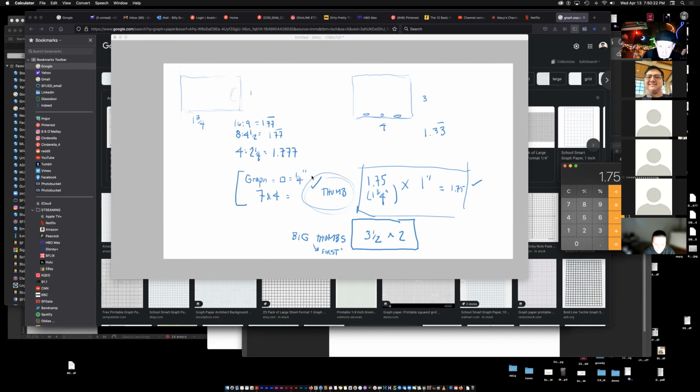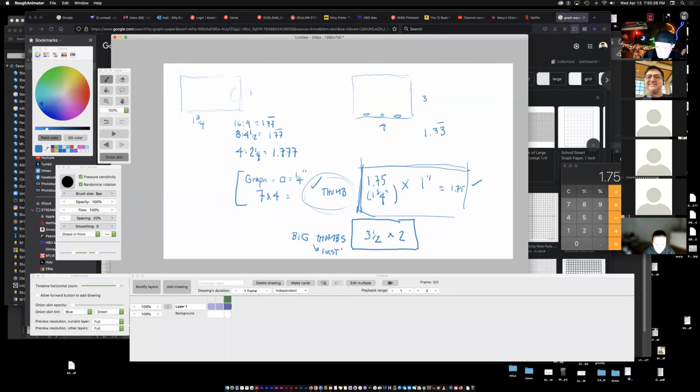We're looking at this as being our first thumb, which is 1 3/4 inches by 1. It's a good thumbnail size. And then big thumbs are around 3.5 by 2. All right, so having said that, let's go to our next drawing.